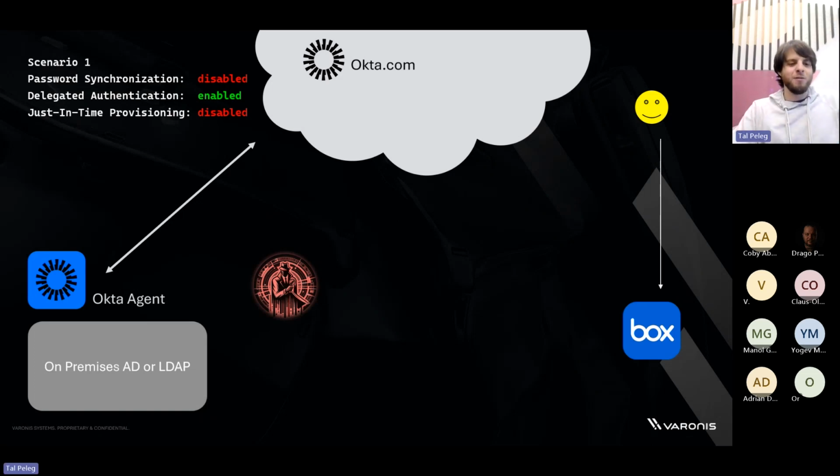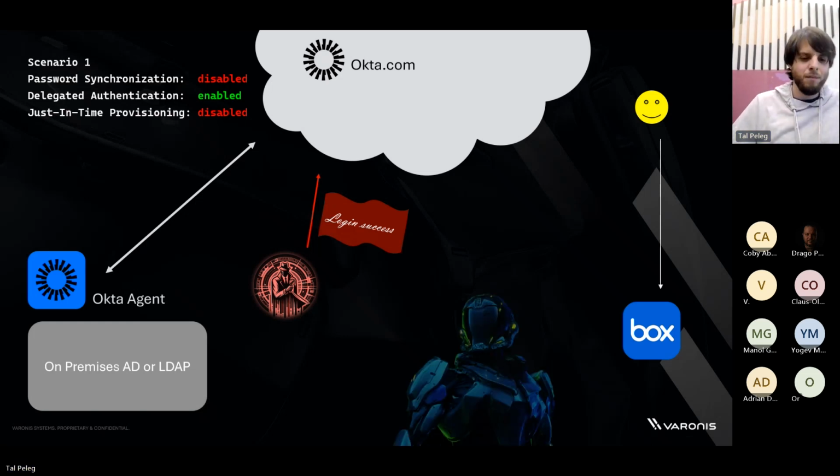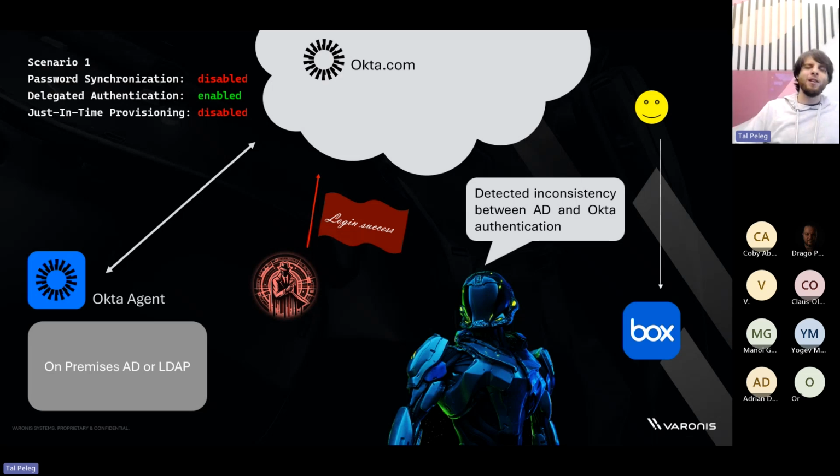Now, what if we had a secret agent? What if we compromised the Okta agent's credentials and were able to intercept its requests from Okta? Well, then this Okta agent would be able to send a login success message into Okta and log in as Bob without knowing their password. How would we detect this? Well, we could detect an inconsistency between the Active Directory and Okta authentication. We could see that Bob successfully authenticated, but we wouldn't see a corresponding authentication request to the Okta agent in the Active Directory logs.